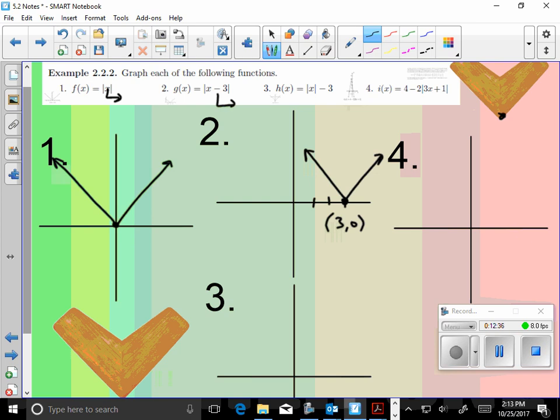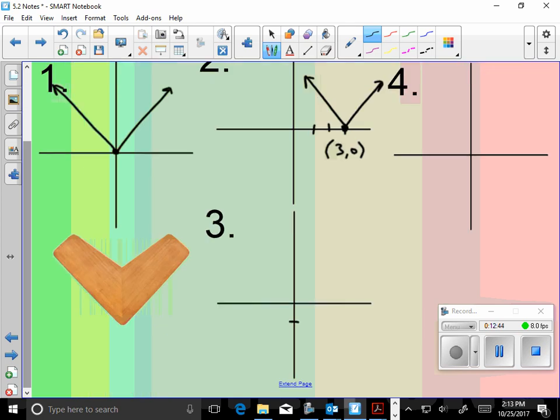Where will the elbow of the graph be with relation to x on the third one? Has it shifted horizontally at all? Nope. So we'll be at 0, but it's also been shifted down 3 units. Therefore, for the third one, 1, 2, 3 in the negative direction with a slope of 1 and negative 1.